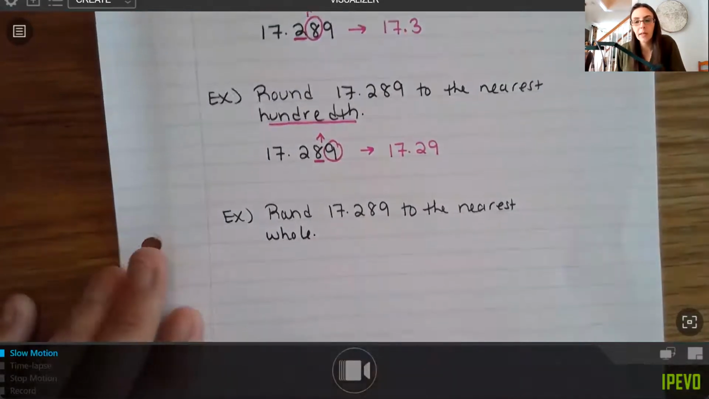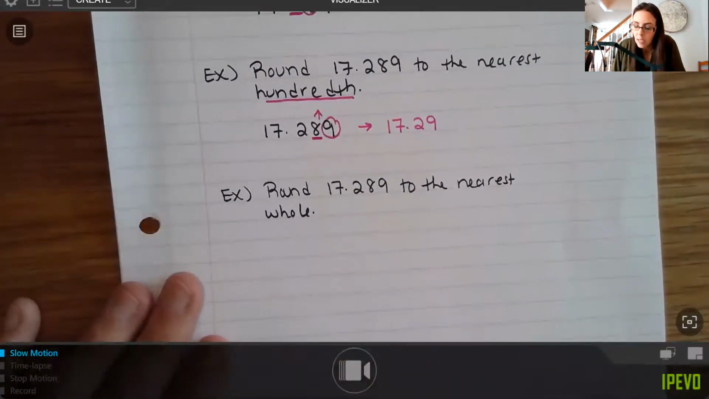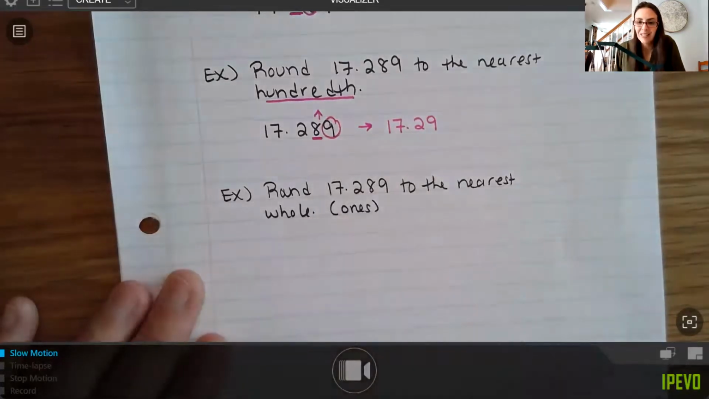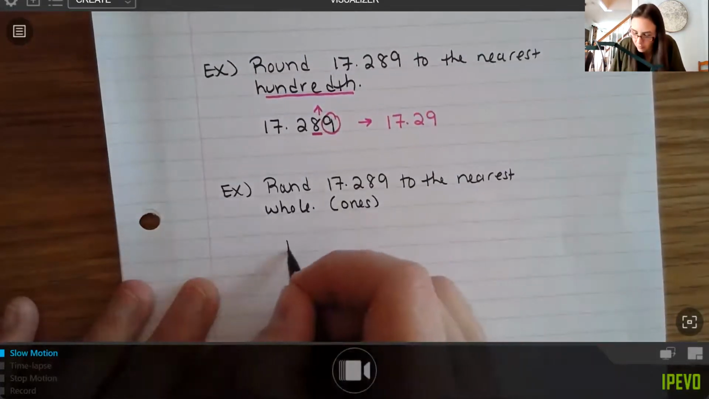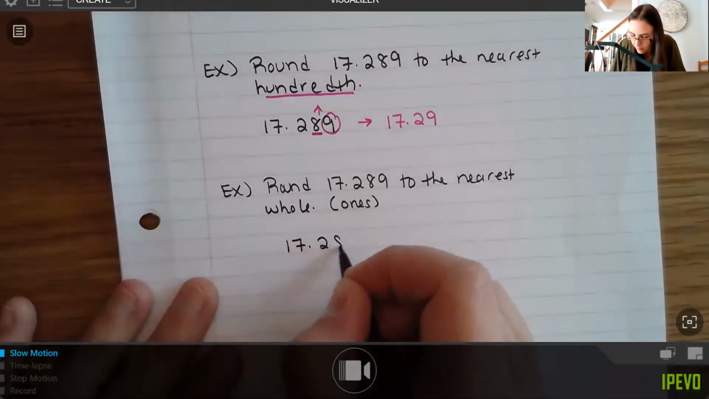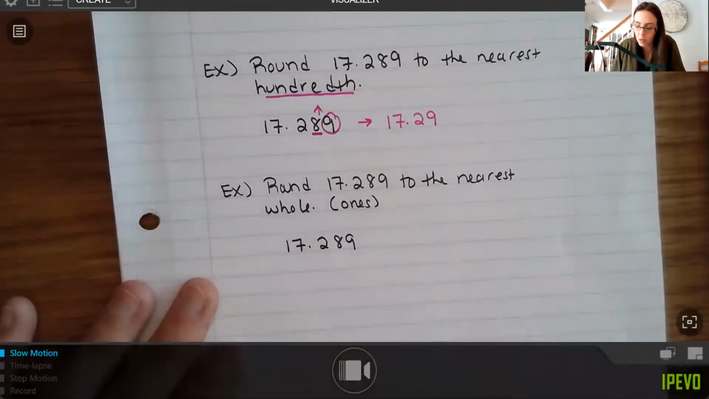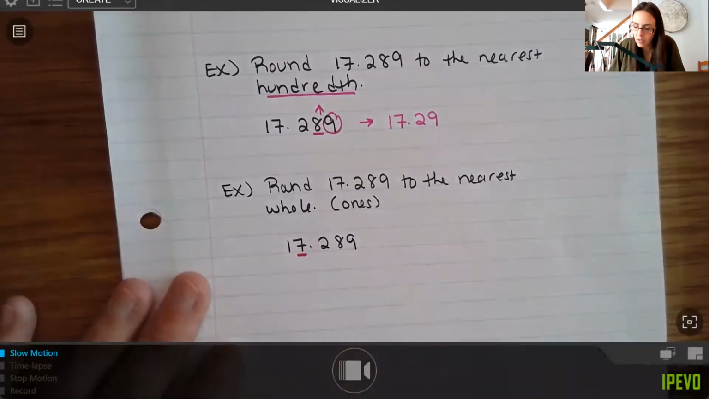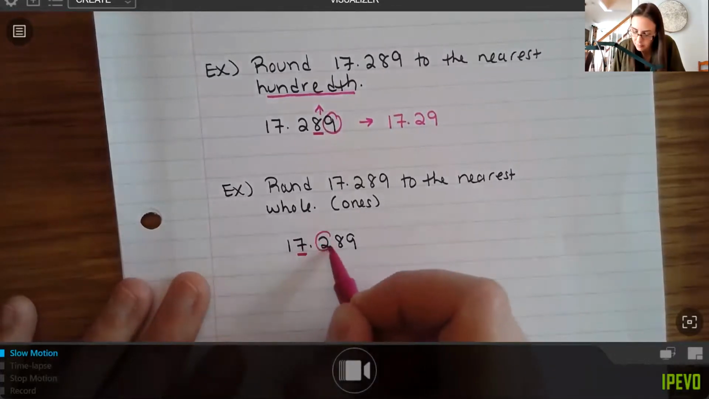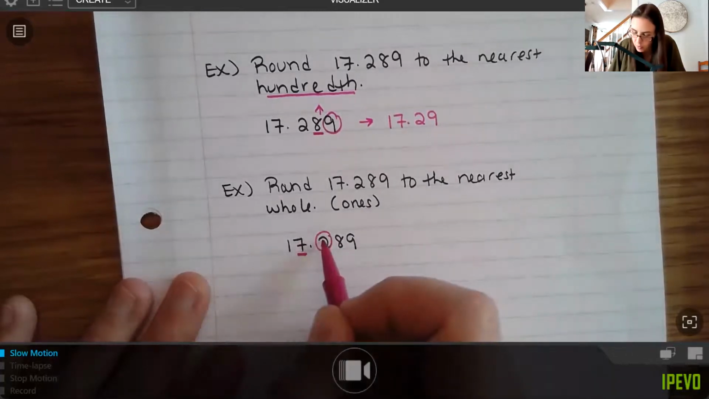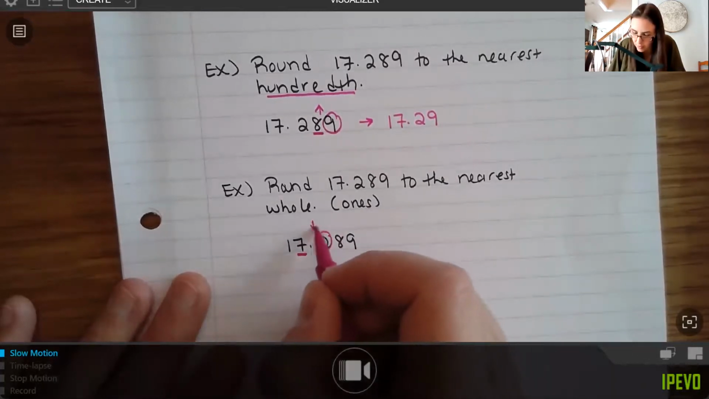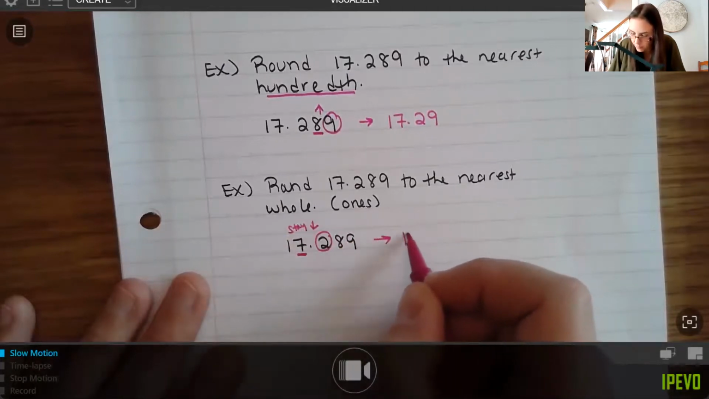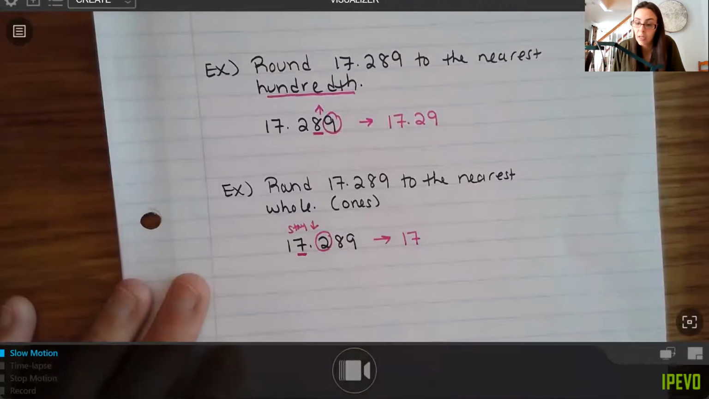So let's do the same number again, but this time round it to the nearest whole. Now, when we say the nearest whole, that typically means the ones position. So just to review here, your nearest whole or your ones position is actually on this side of the decimal, but it works the same way. You still look at the value to the right. This is small, so technically you're rounding down here, right? So this is just going to stay 17. And then we drop everything else.